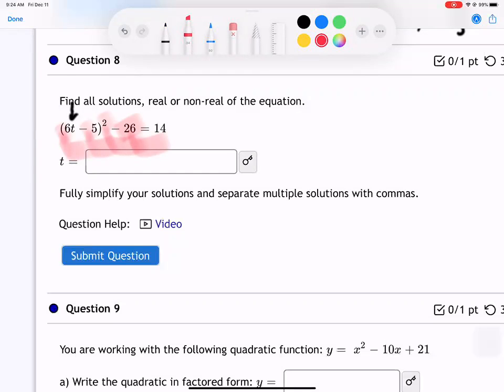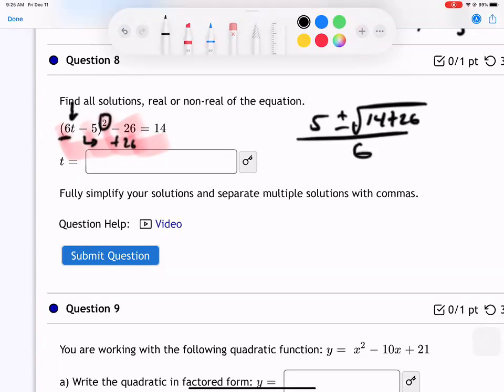Okay, so let's go ahead and do it. We're going to say 14 is on the right side, and we're going to minus, so we're going to plus 26 to it, right? The opposite of minus 26 is plus 26. After that, we take a square root to get rid of the square, so plus and minus. Then we get rid of a minus 5, which is a plus 5. And the last step is, what's opposite of multiply by 6? We divide everyone by 6. And this looks like the quadratic formula. 5 plus and minus the square root of, that's 30, that's 40, square root of 40, over 6.